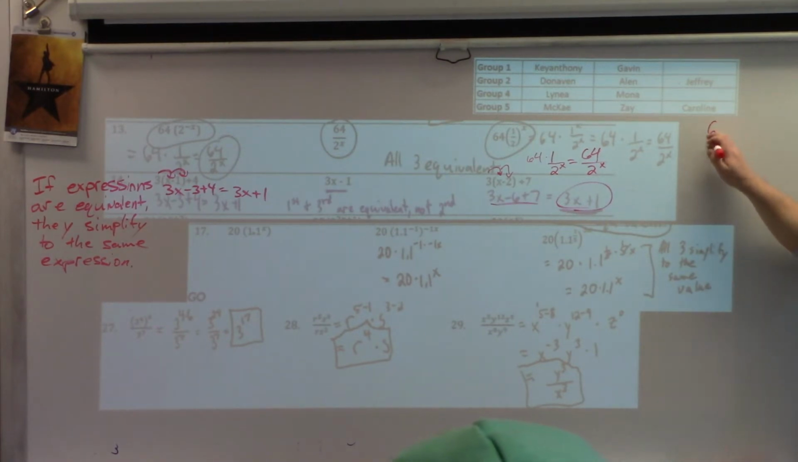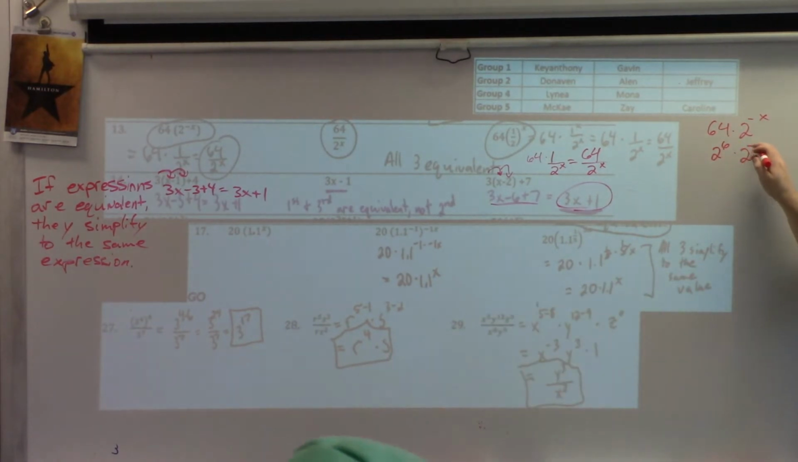If I'm looking at 64 times 2 to the negative x, I can actually rewrite 64 as 2 to the 6. That's how I created a common base. Because what can I do now that I'm multiplying numbers with the same base? Add 'em. So 2 to the 6 plus a negative x, or just minus x. Right? Same thing with the second one. I've got 64, which is 2 raised to the 6 divided by 2 to the x.